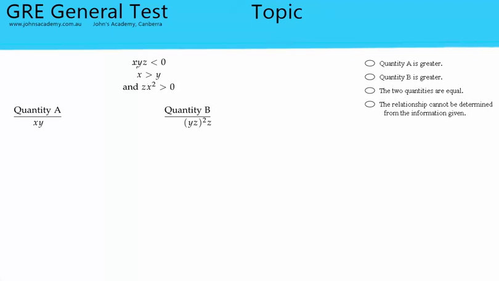All right, in this question, we see that xyz is negative, x is greater than y, and z times x squared is positive. If you look at the first condition here, these three numbers have to be either all negative, because negative times negative is negative, or you may have a negative and positive and positive. So one of them is negative and the rest are positive.